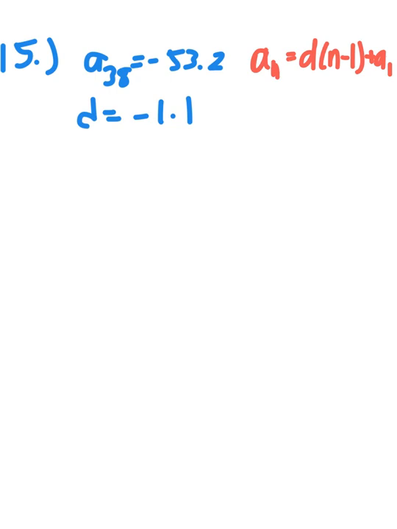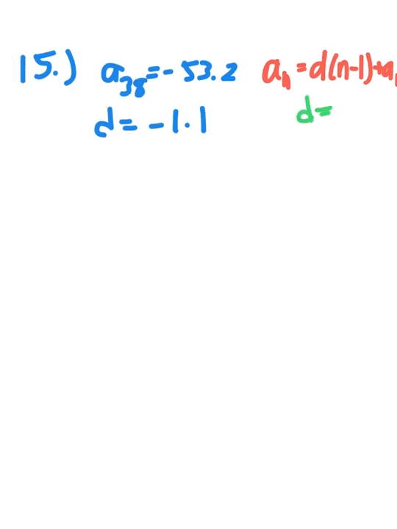Okay, so this one, number 15, wants me to find the first five terms in the explicit formula. So in order to do that, the explicit formula is a sub n equals d times n minus 1 plus a sub 1. I need to know d and I need to know a sub 1 in order to do that. So a sub 1 I don't know yet, so I need to find it. D they told me was negative 1.1.